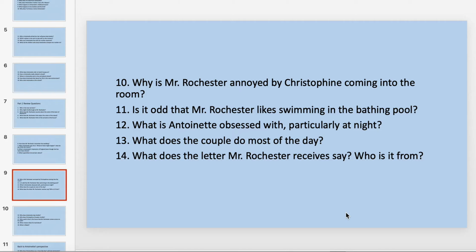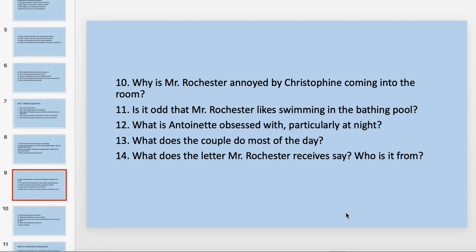Going on to 11. This is another one that's going to be a little bit more open-ended. Do you think it's odd that Mr. Rochester likes swimming in the bathing pool? So go to that page, look at that scene. Is it odd that he likes swimming in the bathing pool? Why would he want to go to this isolated area? You can think of how Antoinette interacts with the bathing pool.